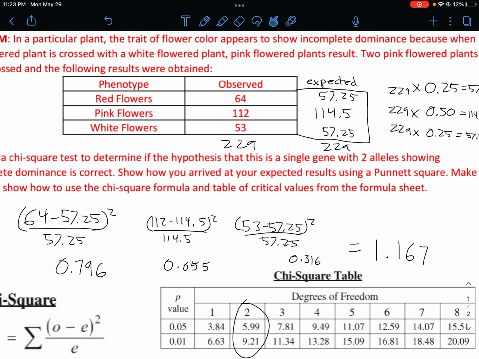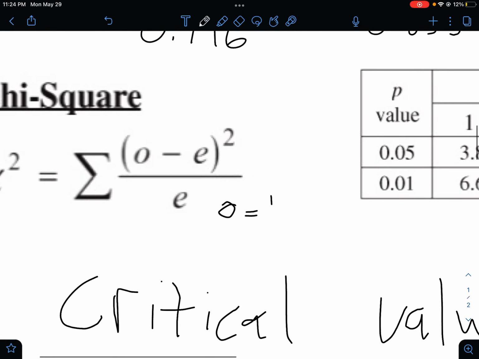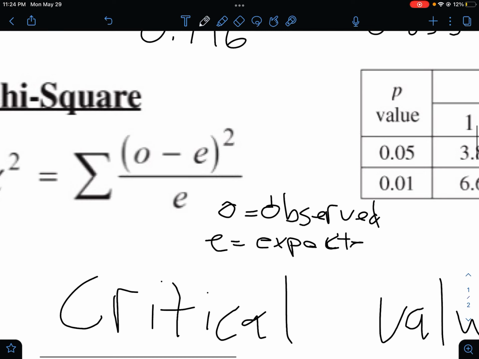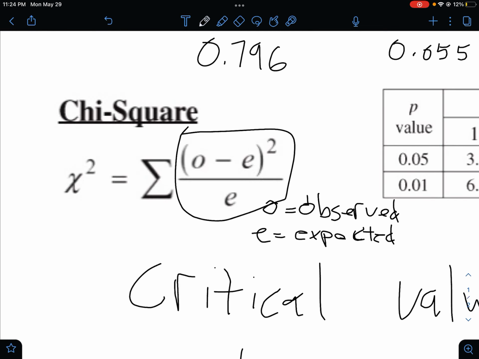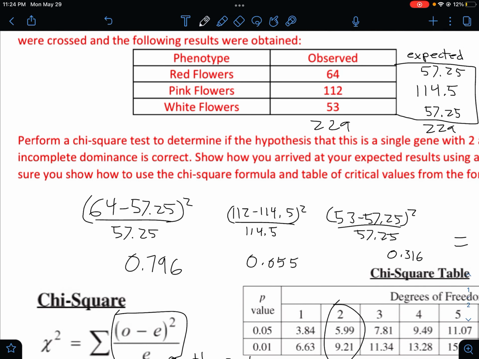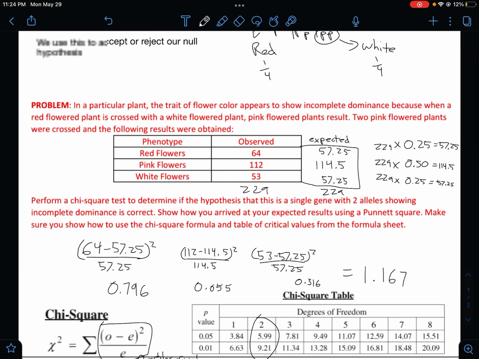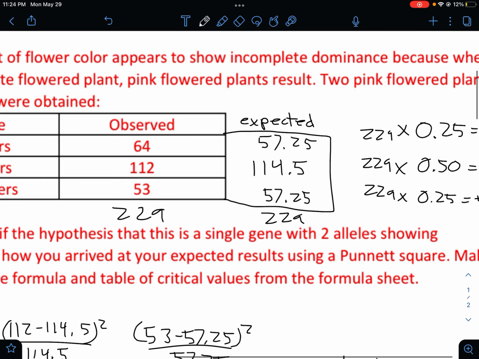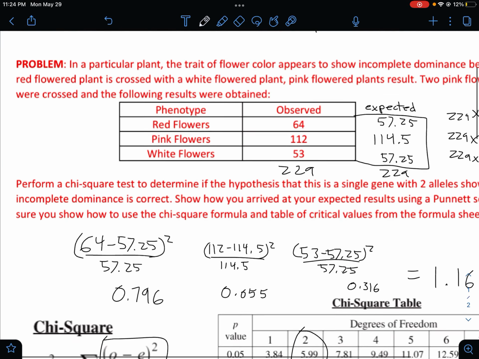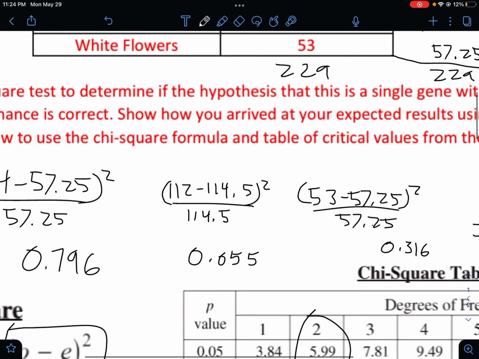And then what you do with that data is you have this formula. The O represents observed, the E represents expected. All you need to worry about is this right here. So you do 64 minus 57.25 squared, because you have the observed amount from the red flowers minus the expected amount of the red flowers, and then you divide it by the expected amount, and you do the same thing for the pink and the same thing for the white.